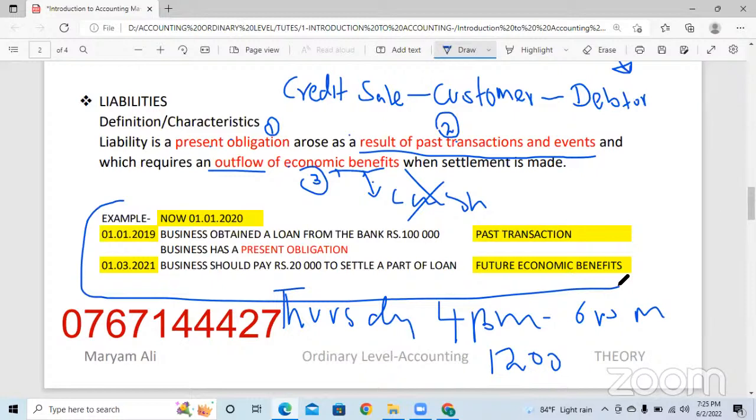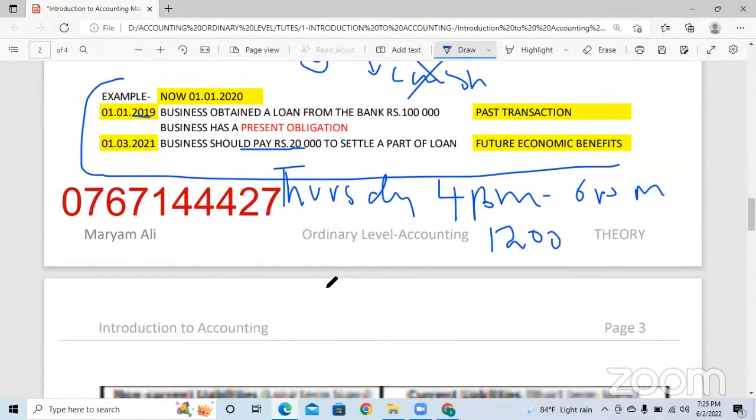Now what happens is when you are taking a loan, let's say in 2019 you took a loan. Because you took a loan in 2019, now you have an obligation. Obligation is a duty you cannot avoid. And then guys, you have to pay in the future. Now, when you have to settle money in the future, what happens? Your benefits go out. Remember, asset, your benefit comes in. Liability, your benefit goes out.